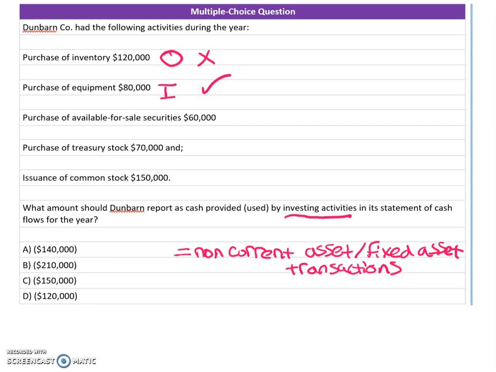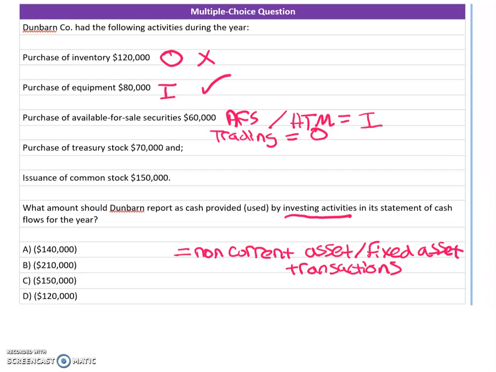How about the purchase of debt securities classified as available for sale? What do we remember about our debt security type transactions and how they affect cash? So our available for sale and held to maturity transactions are generally always going to be in our investing section, whereas our trading securities are generally always going to be classified as operating. So very important that you guys remember that.